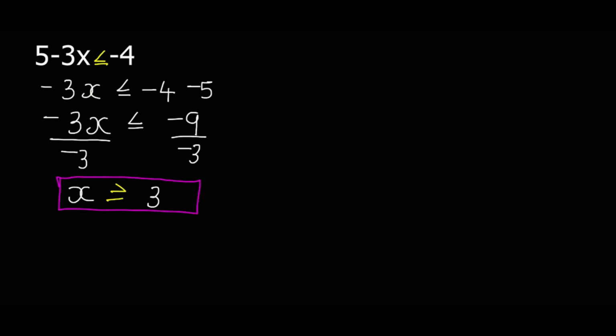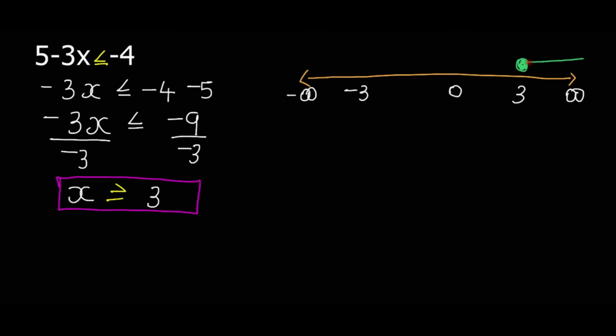Now let's write our answer on a number line. So our answer is x is greater than or equal to 3. So it already needs a closed circle, and then because it's greater, it goes to the right. So this is our answer on a number line, and then our answer in interval notation.